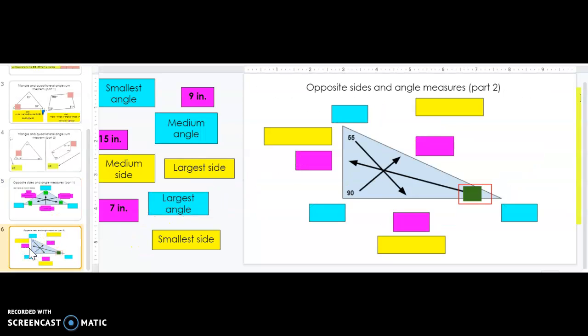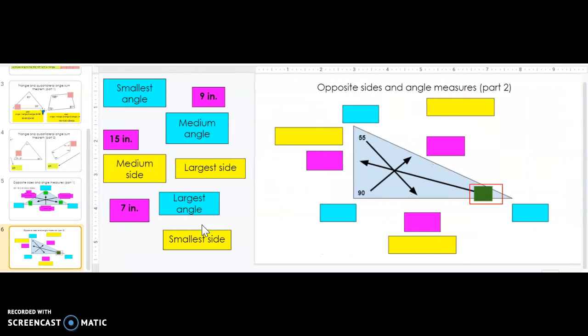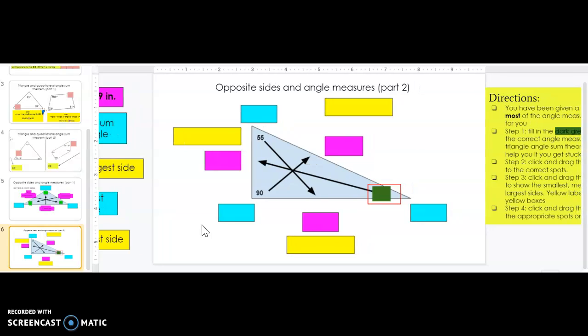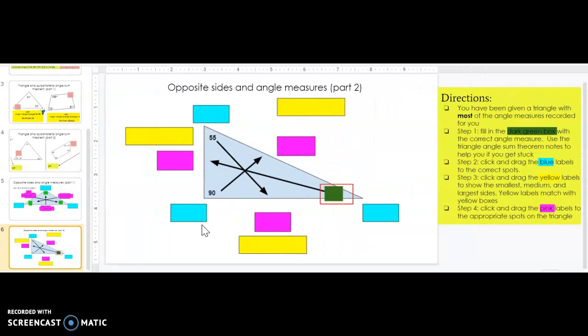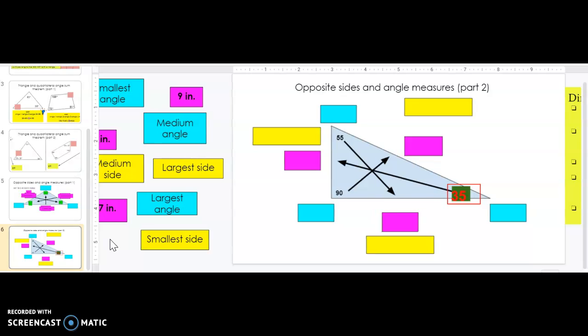Okay, now the next one. This one again has a lot of parts to it, but it should be pretty self-explanatory. I am going to help you fill in the dark green box. So I know that these three angles have to add up to 180. So what I can do is 180 minus 90 minus 55. So I know that that green box is 35.